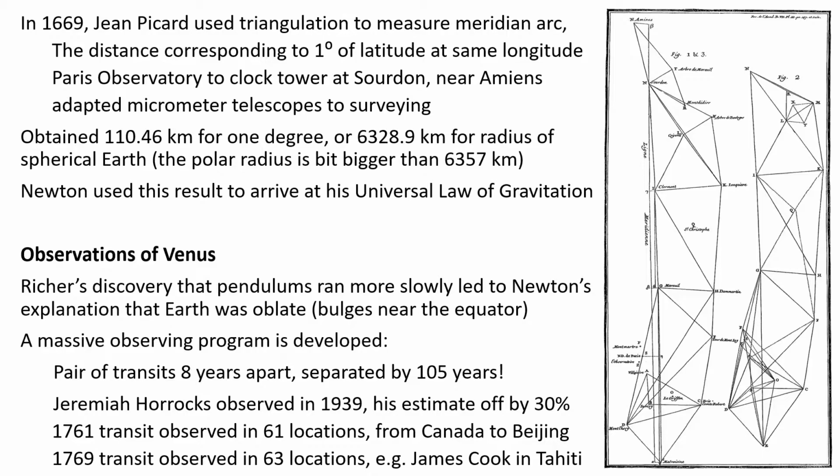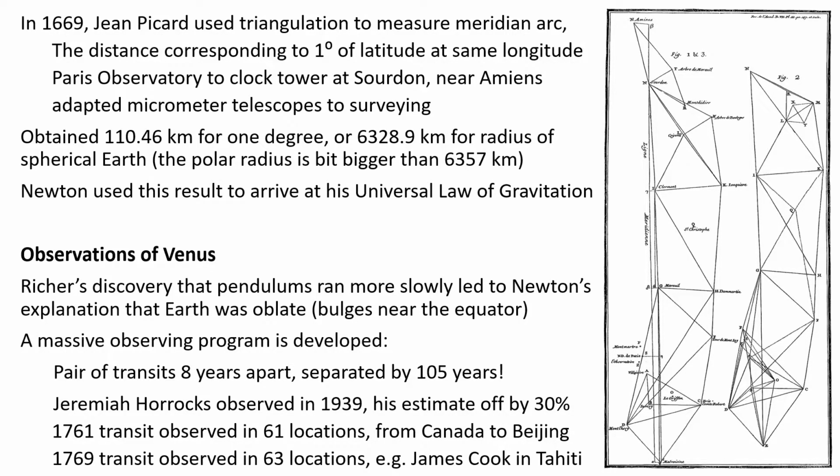About 8 years apart, separated by over a century, Venus appears to cross the face of the Sun. These are Venus transits. And the Sun as a backdrop gives a perfect way to measure the timing of the transit from two different places on the Earth's surface, and so measure the triangle that gives you the scale of the solar system, the distance to Venus, and then all the other planets.